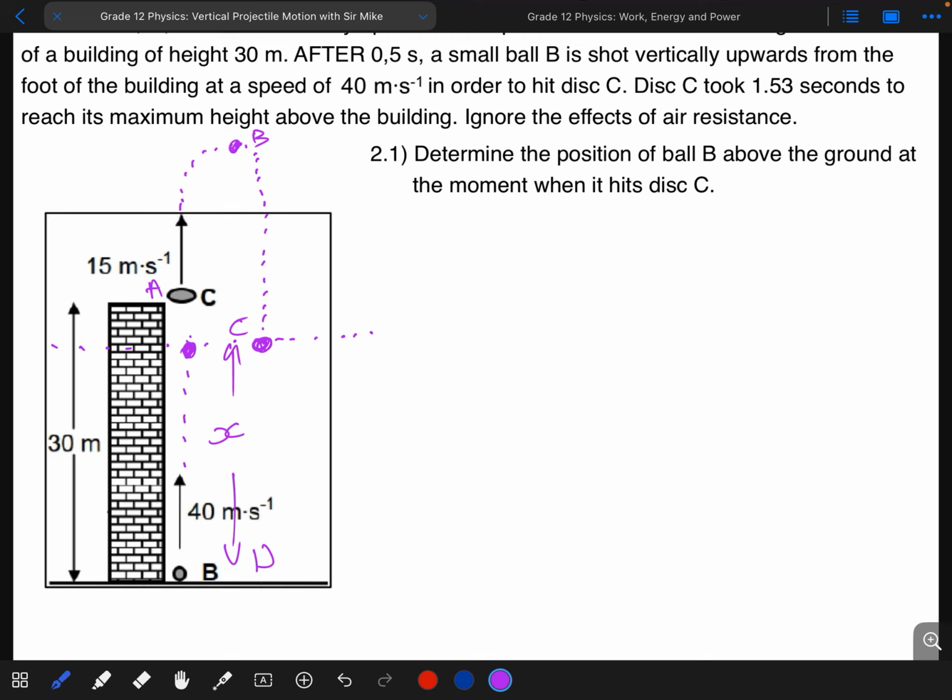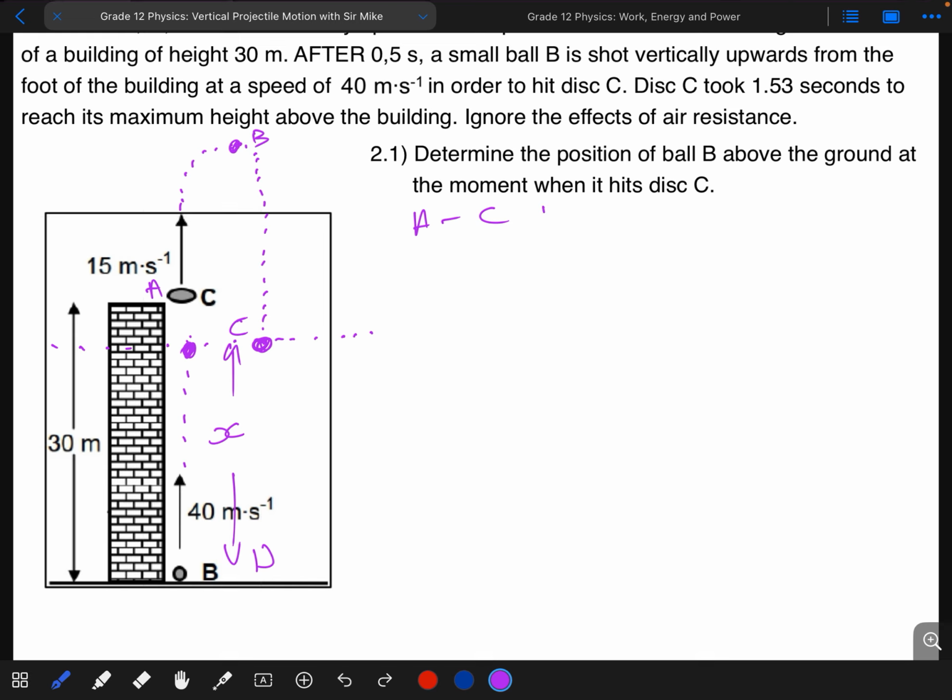So what I'm going to do is let the time taken by object C to reach point C be t. Between point A and C, I'm going to let the time taken by that object to reach point C be t. That would mean that the time for the second object is whatever time is taken by this object minus the late time.